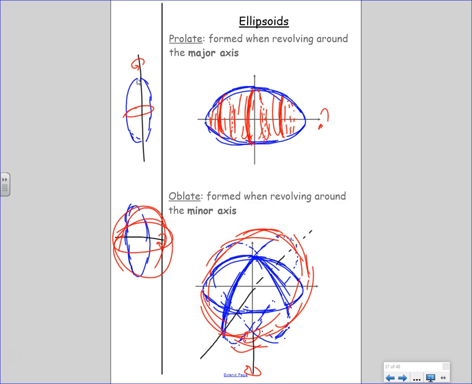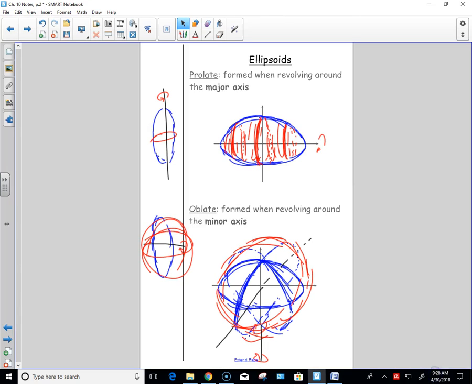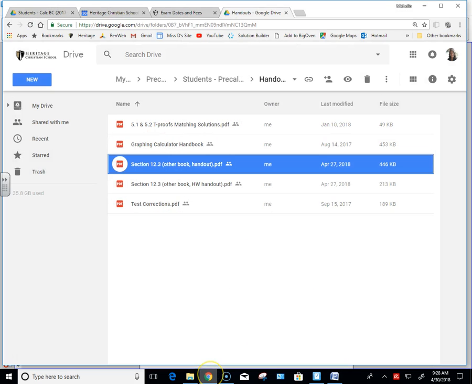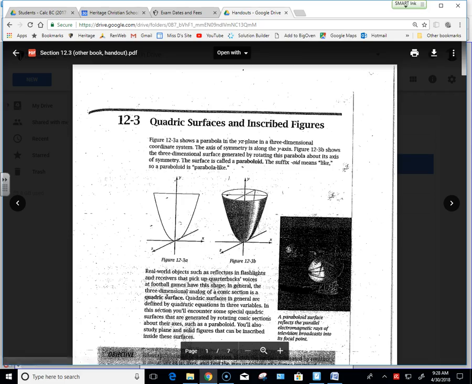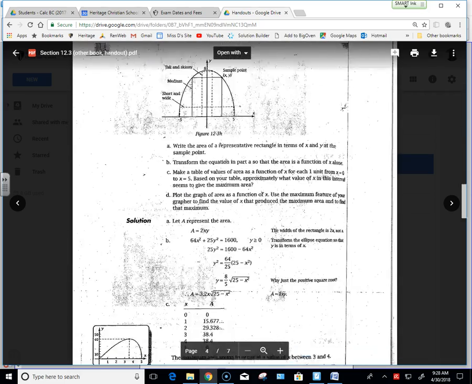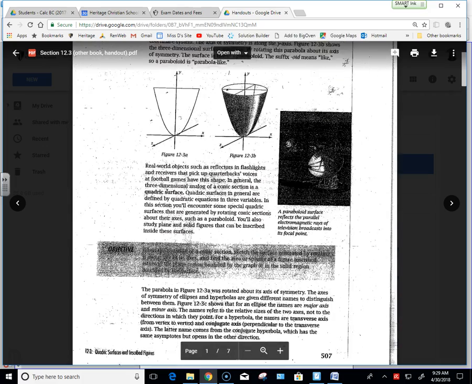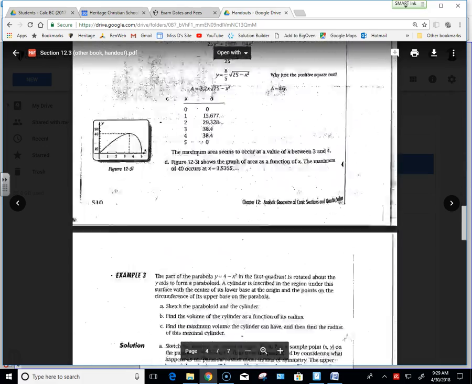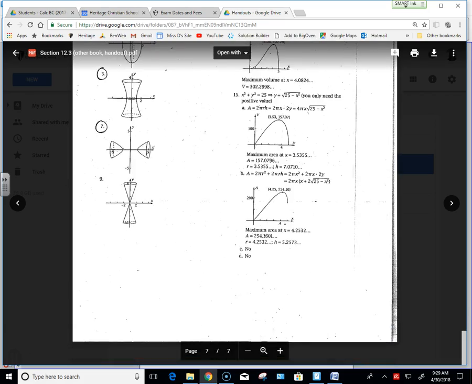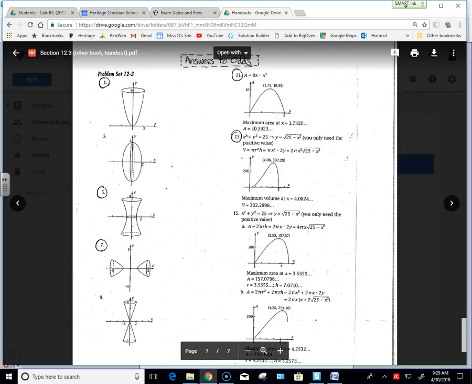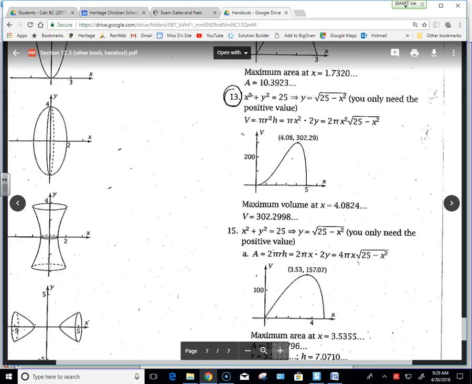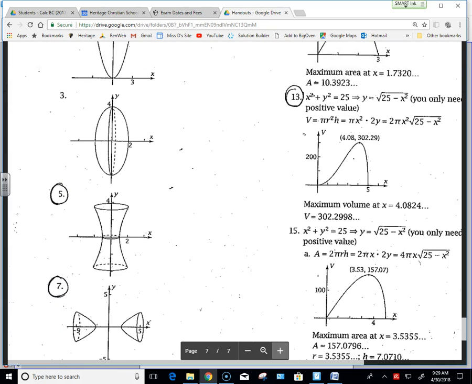Now here's the dilemma. Let me show you something real quick, from the handout, from the book itself, the answers to the odds. Look, they have all these pretty computer-generated ones. Anyway, coming back. Can you look at number 3 real quick? Is it oblate or is it prolate? No, it's prolate.